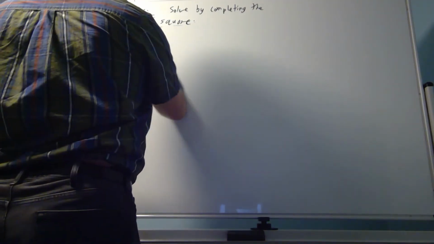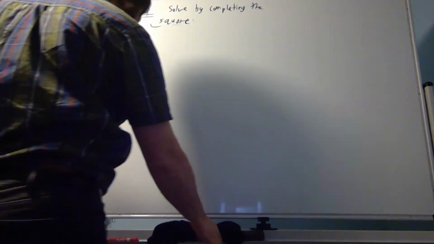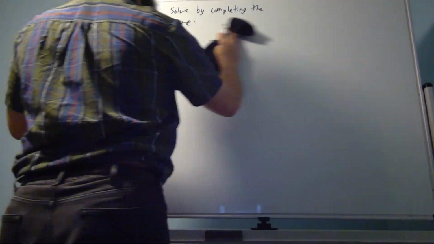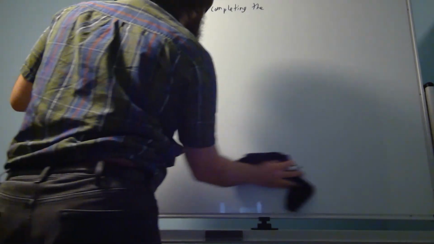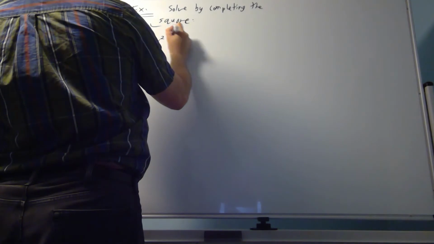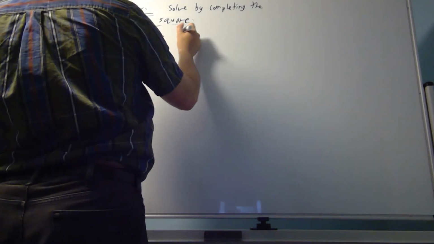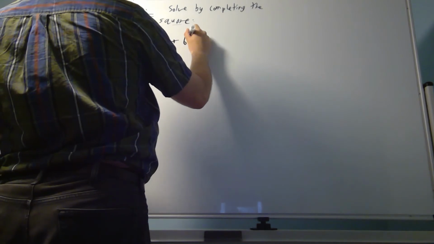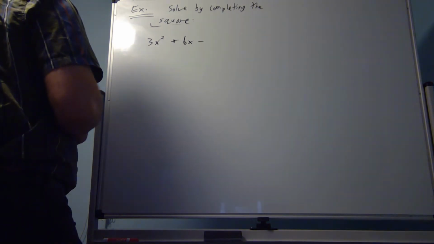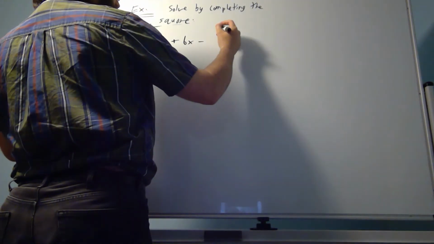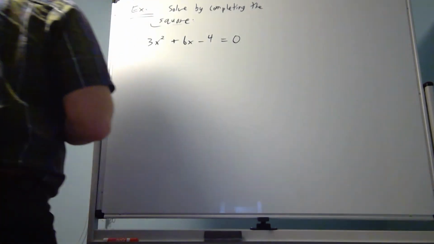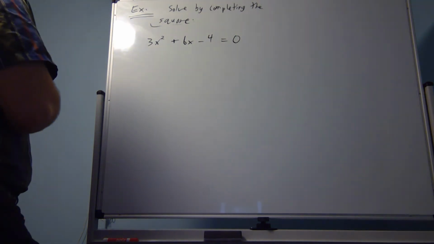Okay, so let's make this a little bit different. Yeah, let's do some different numbers here. So let's try 3x squared plus 6x and then minus, yeah, something like that. That's fine.